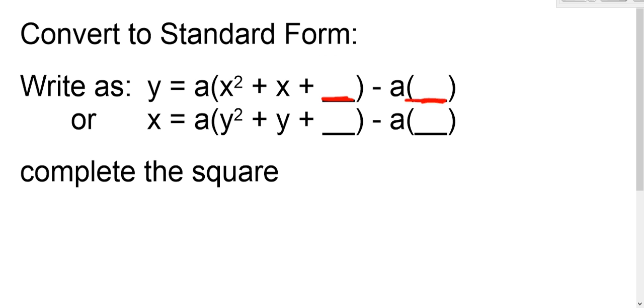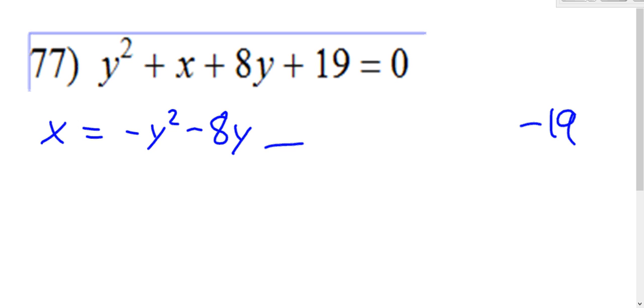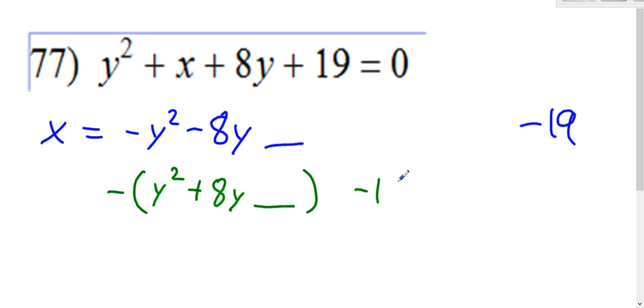So now, when we're converting, we have to factor out the a, and we're going to have 2 parentheses, really. So let's first factor out that a, negative 1. And our blank. And then we'll have a again, so negative 1 and another blank. And then this 19, the constant term, we're just going to keep it in the back again. So we're going to complete the square. So half of 8 is 4, 4 squared is 16, and the same 16 goes in the other blank.